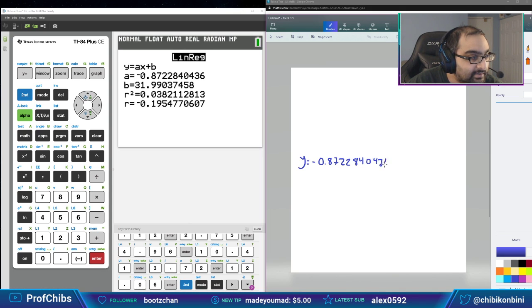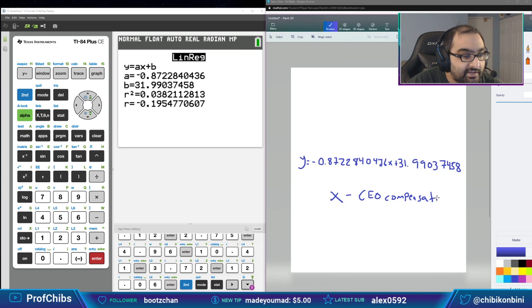Negative 0.87722840436 x plus 31.99037458. What is x? Kristen asks. So x here is going to be representative of the CEO compensation, according to the context of this problem.